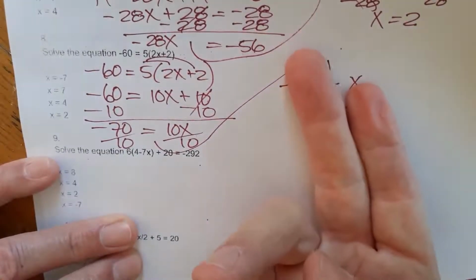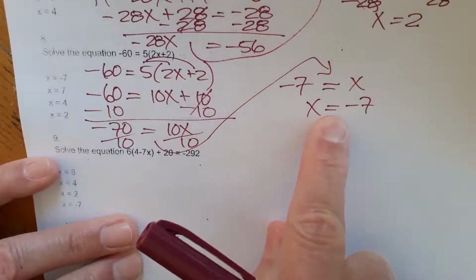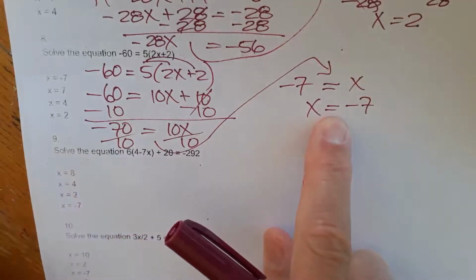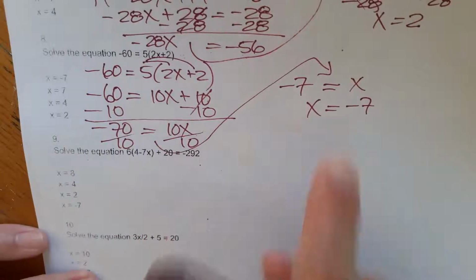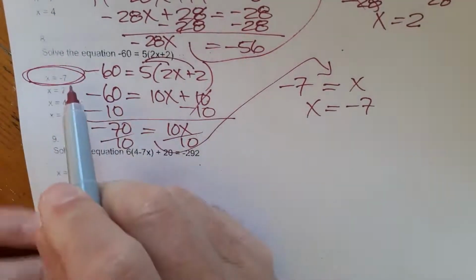Remember, we're flipping the entire equals. It flips also. It just happens to be the same. I'm just prepping you for greater than or less than when they flip. x equals negative 7. Here you go, right?